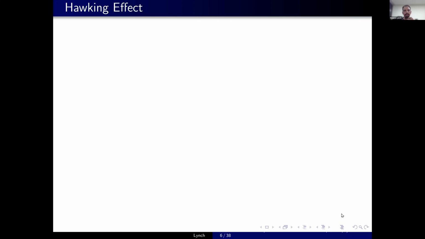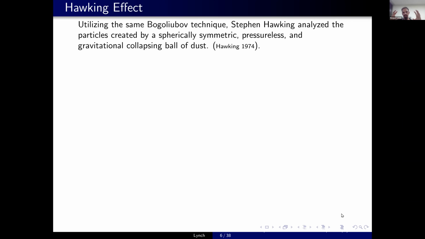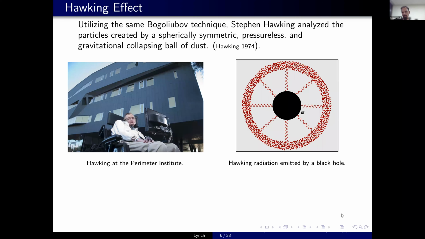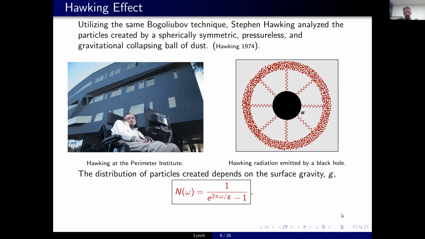The big one, Hawking, looked at the Bogoliubov transformation between an initial space-time filled with dust collapsing into a black hole, and found that the distribution of particles was a thermal distribution where the temperature is the surface gravity of the black hole.